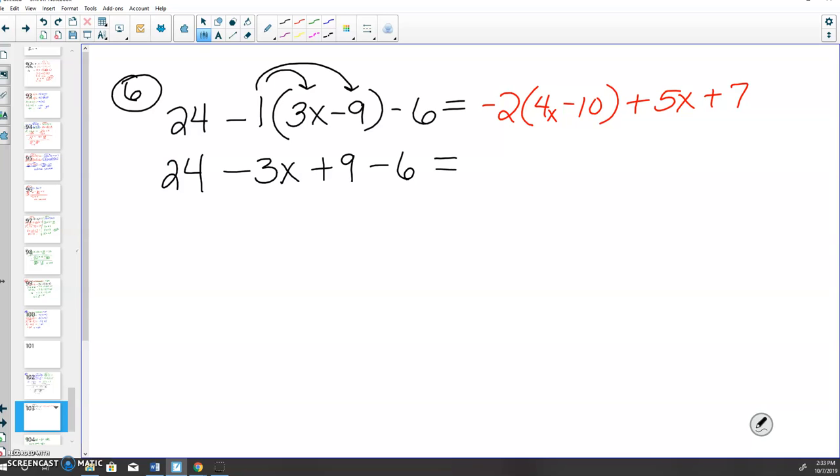What are my like terms here? 24. So you have 24 plus 9 minus 6. What is 24 plus 9 minus 6? Everybody should be trying to figure that out. 27, great job. 27, and then I have that minus 3x or negative 3x, right? I can't combine 27 and 3x because 27 doesn't have an x, right? So then I have to solve the red side. Negative 2 times 4x.